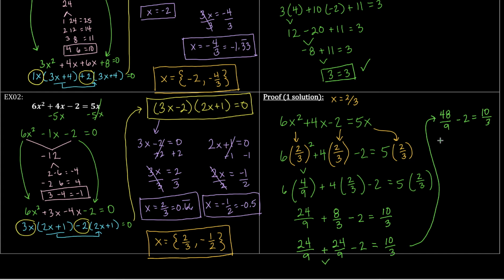And I'm going to rewrite this. So 48/9 minus, that's how many ninths? That'll be 18. Like I said, you probably would prefer to try your hand at the decimal version of this, which is fine. And then 48/9 minus 18/9 is 30/9. And then I reduce this by 3. I get 10 over 3 equals 10 over 3.